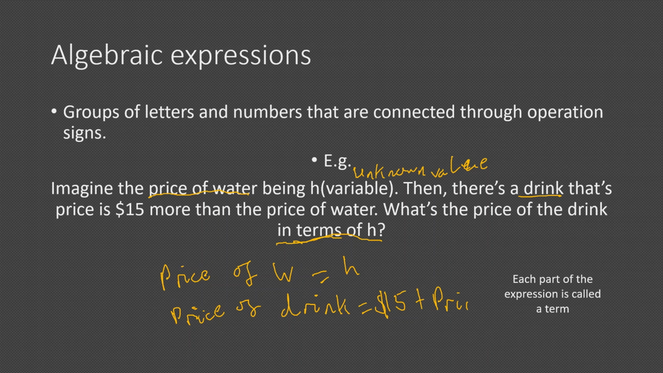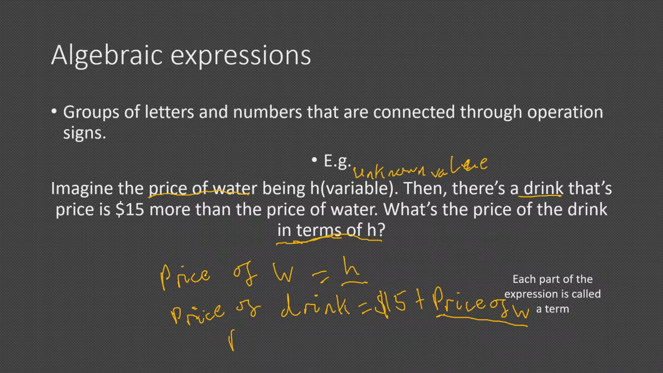So again, I can say price of W. And remember what I said, these unknown values or variables can be used to substitute in the case of a value that we don't know. So remember I said price of W, or water, equals H. Here we have price of W, or water. So what we can do is take the value that is equal to the price of water, which is H, and add it here.